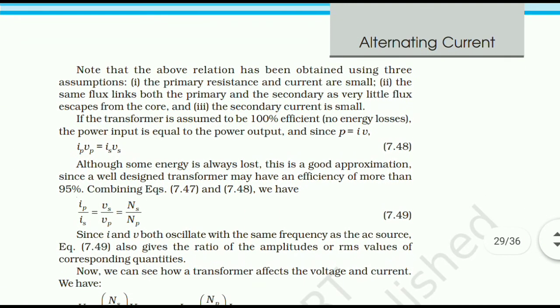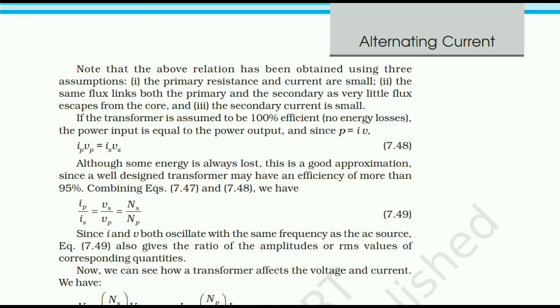Note that the above relation has been obtained using three assumptions. Number 1, the primary resistance and current are small. Number 2, the same flux links both the primary and the secondary, and little flux escapes from the core. Number 3, the secondary current is small.